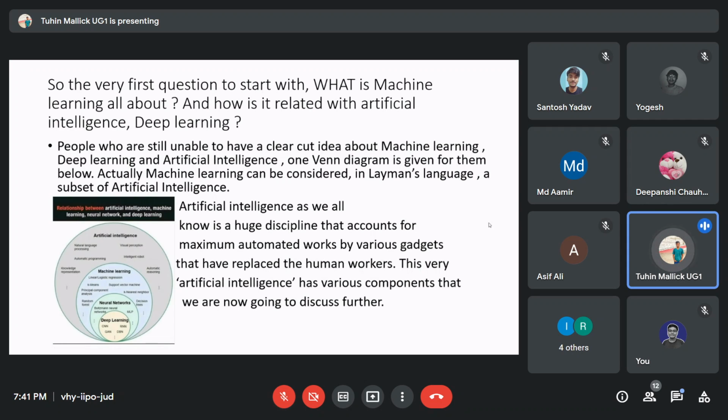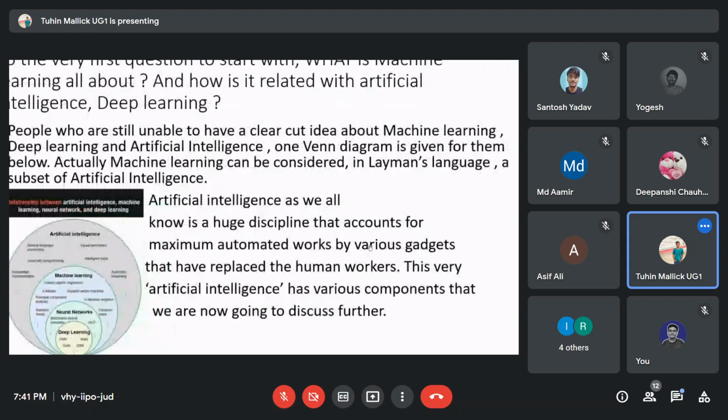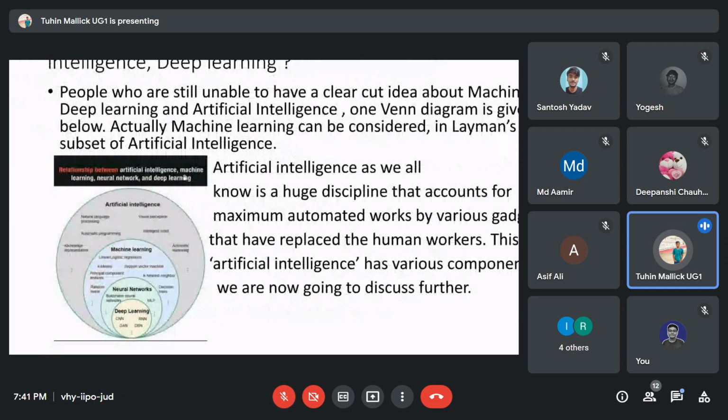So, the very first question to start with, what is machine learning all about? And how is it related with artificial intelligence and deep learning? So here, to people who are still unable to have a clear-cut idea about machine learning, deep learning, and artificial intelligence, the terms may sound same. ठीक है तो for them there is a Venn diagram given below here. The relationship between artificial intelligence, machine learning, neural network, and deep learning.